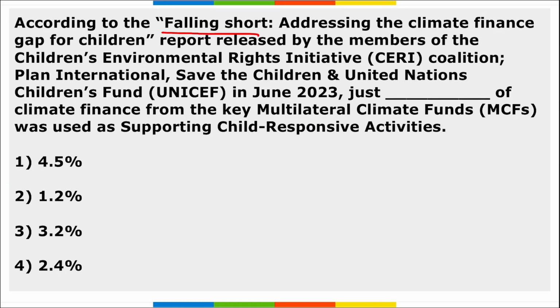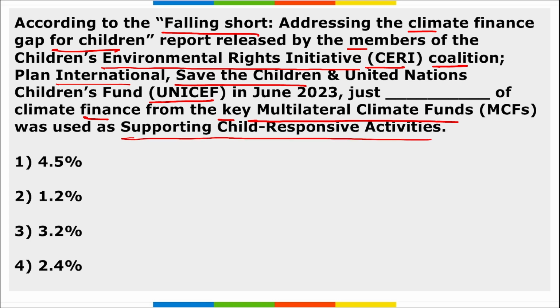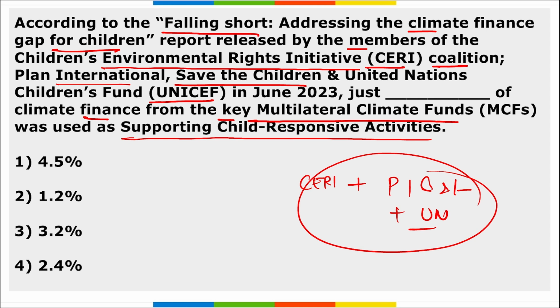Next, according to Falling Short, Addressing the Climate Financing Gap for Children, a report released by members of the Children's Environmental Rights Initiative (CERI) Coalition, Plan International, Save the Children and the United Nations Children's Fund, that is UNICEF, in June, just a fraction of the climate finance from the key multilateral climate funds was used to support child-responsive activities. Correct? So according to this report, despite the climate crisis, children are being failed by climate funding commitments.